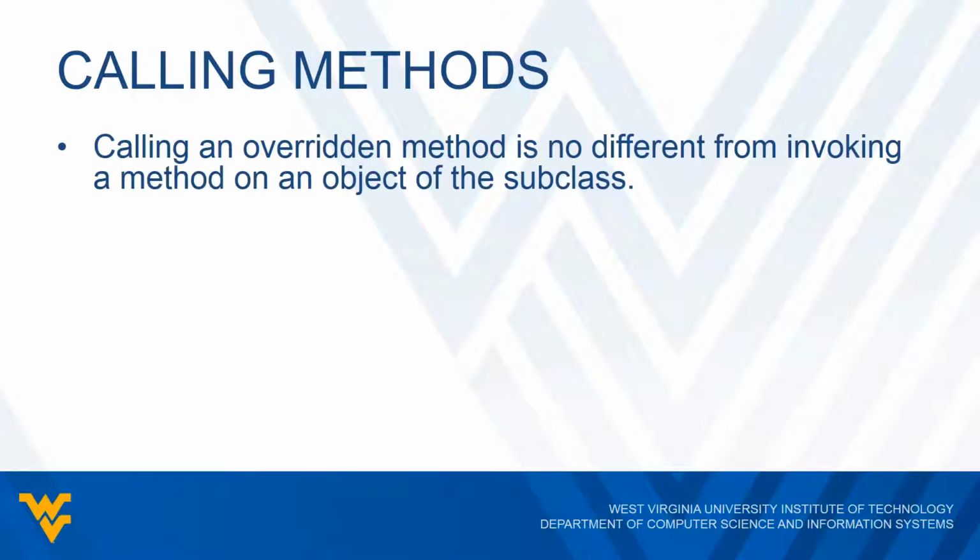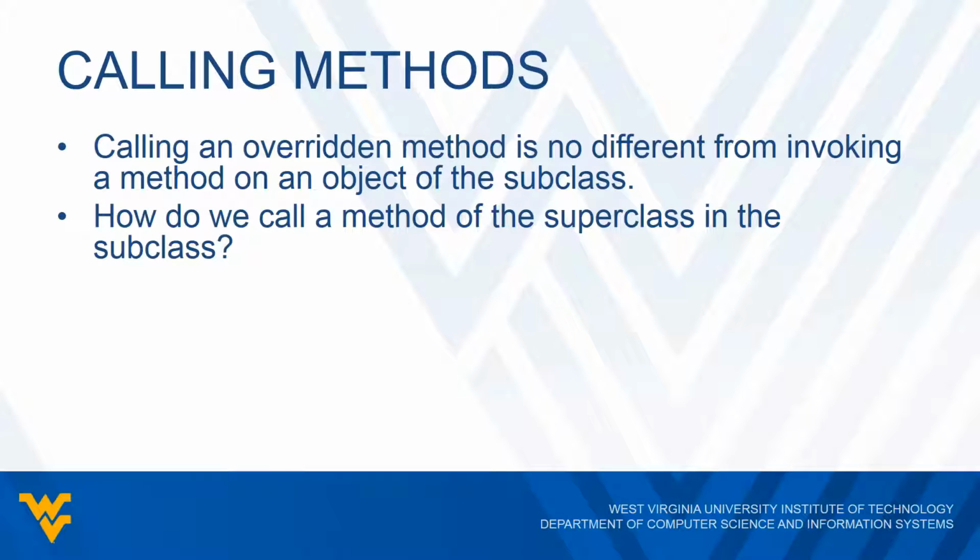Now, if we want to call an overridden method, it's really no different than if we were to invoke a method on an object of the subclass. So we can just have the object of the subclass, a dot, and the name of the overridden method, and then we call it. So everything is good there. But one question you might be asking is, what about the method from the superclass? If I override the print method, for example, what if I want to call the print method from the superclass rather than the print method from the subclass? How do we do that?